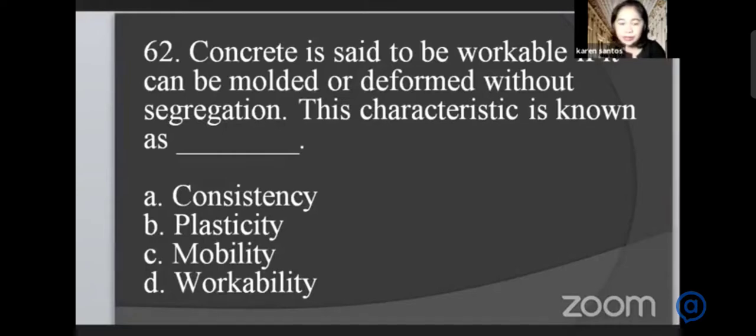Okay, for our next question. Concrete is said to be workable if it can be molded or deformed without segregation. This characteristic is known as A. Consistency, B. Plasticity, C. Mobility, or D. Workability.